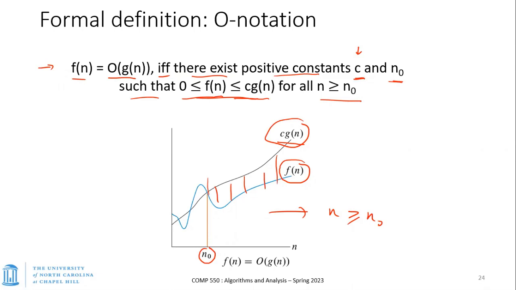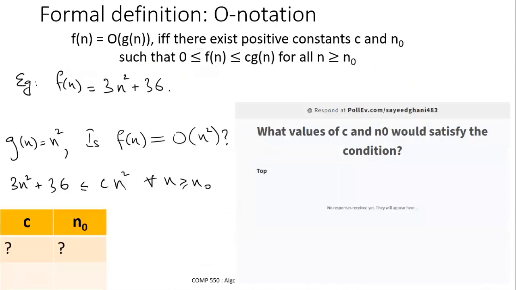And now we're going to drill down and take a look at a few examples so that we can completely understand what this is. So let's take a look at an example. So let's say f of n is 3n squared plus 36.